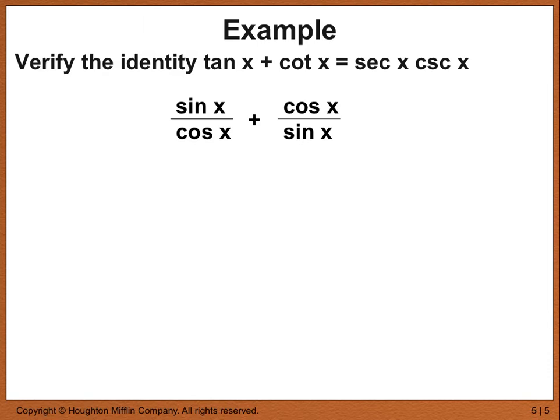So the first step then is sine x over cosine x plus cosine x over sine x. Tangent x is simply sine x over cosine x by the quotient identity. Cotangent x is simply cosine x over sine x by the quotient identity. Alright, so this is the first step in this verification. You should pause the video now, try to do the rest on your own, and then resume once you have something that is equivalent to the right-hand side.